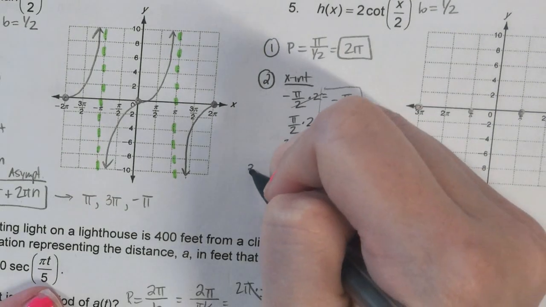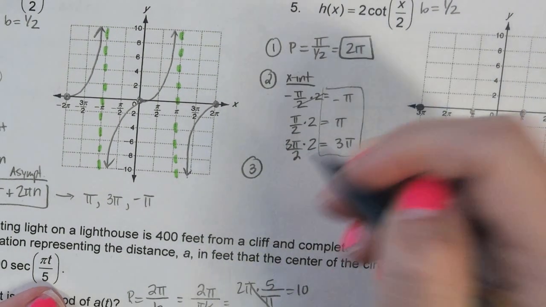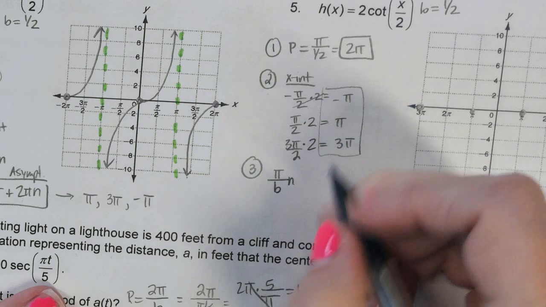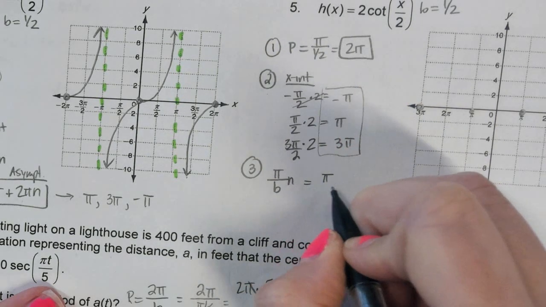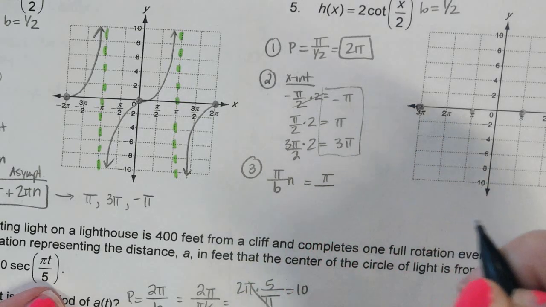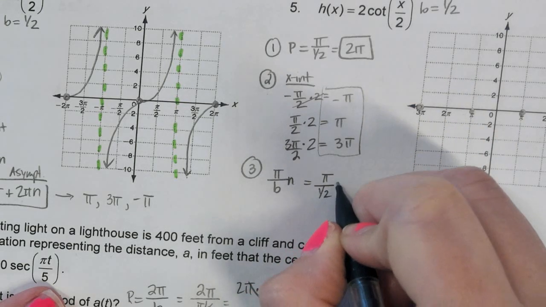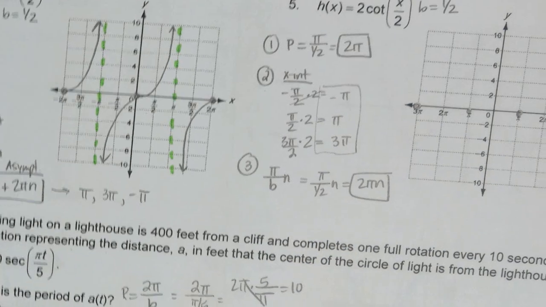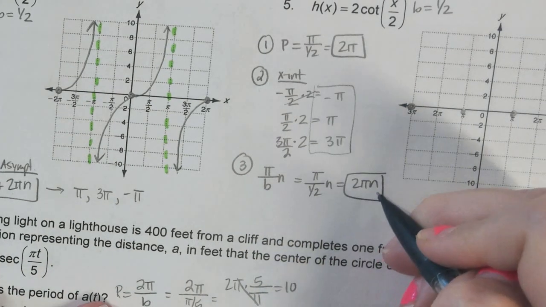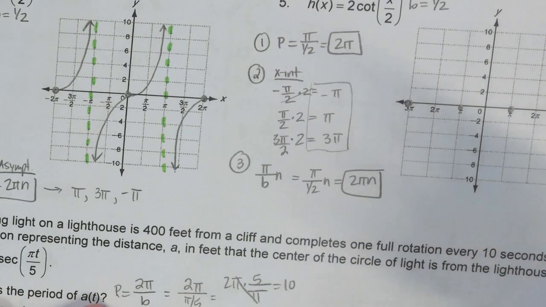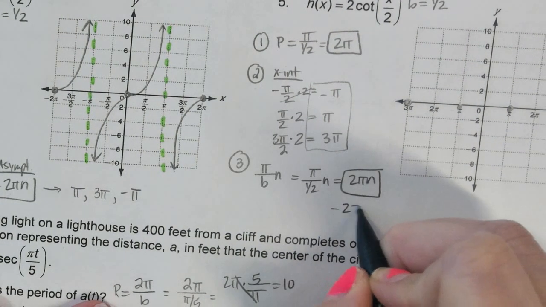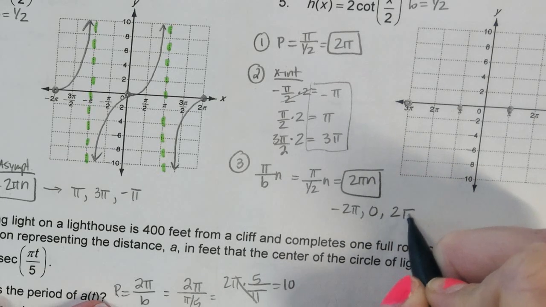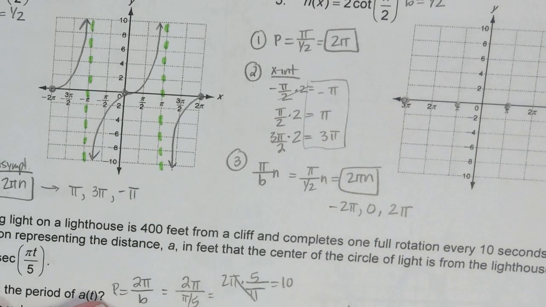Okay? Then for the asymptotes, if it's cotangent, it's pi over bn. So this is going to be pi over 1/2 times n, which is 2 pi n. Okay, so this is where you plug in the 0, the 1, the negative 1. If you plug in negative 1, you get negative 2 pi. If you plug in 0, you get 0. And if you plug in 1, you get 2 pi.